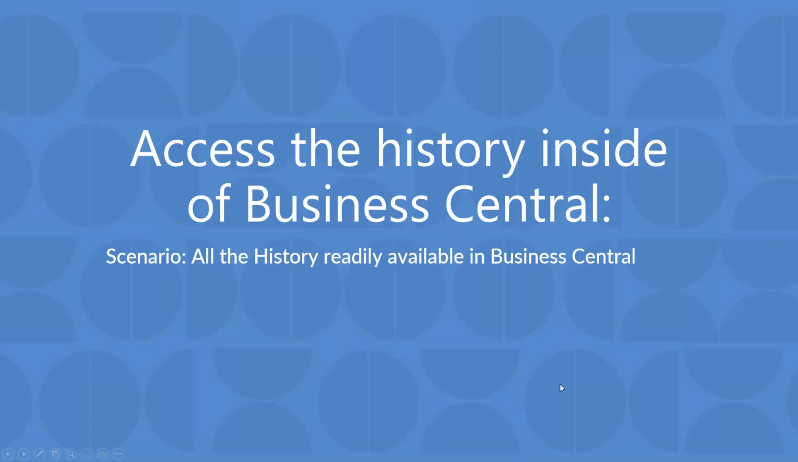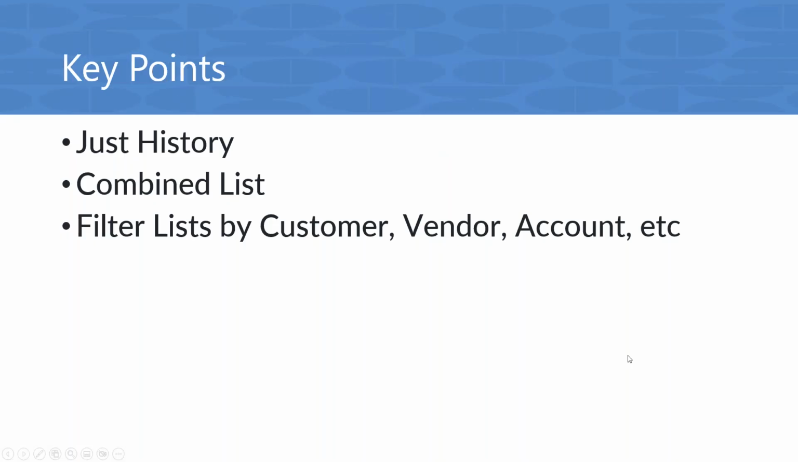Okay, so our focus now is really on accessing the history inside of Business Central, right? We want to make sure that you have that capability without ever leaving Business Central, that you can still go back and see all of that historical NAV data. So what does that mean? Well, there are some capabilities where you might just want to see just the history that came from NAV, in this case, and see it inside of Business Central.